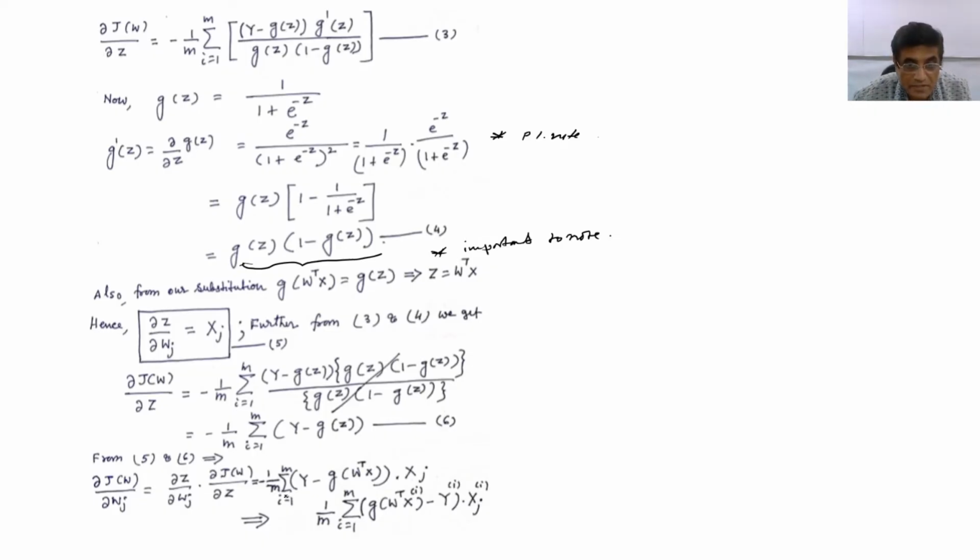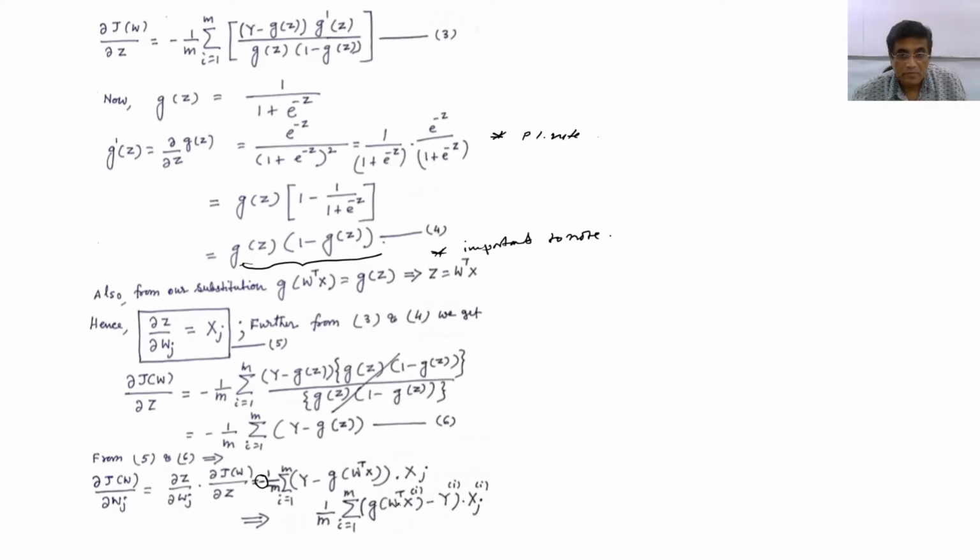So both the expressions now we have, this is minus sign, please note the negative sign. Okay, so minus 1 by m, summation of i equals 1 to m, y minus g(w transpose x) times x_j. Okay, so this minus, when entering inside, we can write down 1 by m, summation of i equals 1 to m. m is the number of samples, of course.